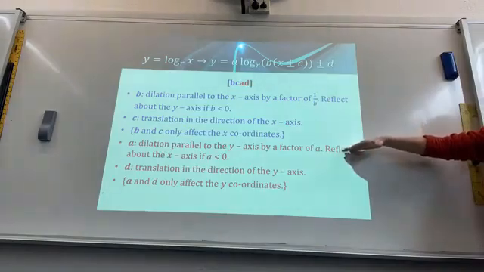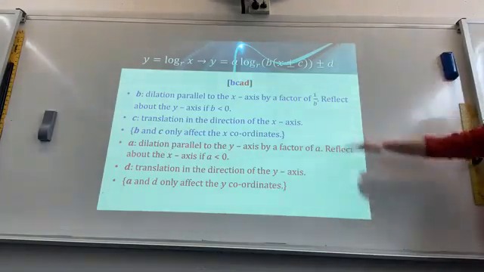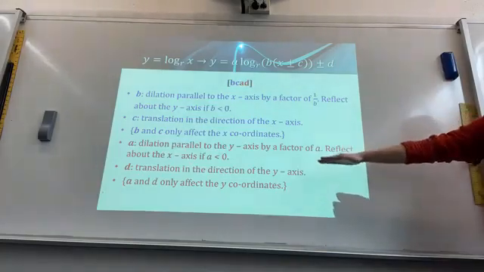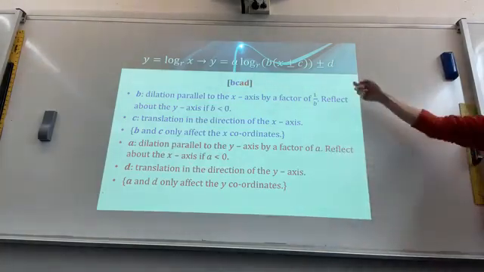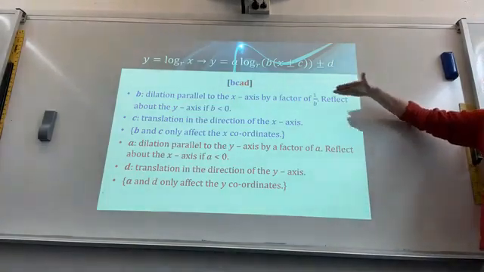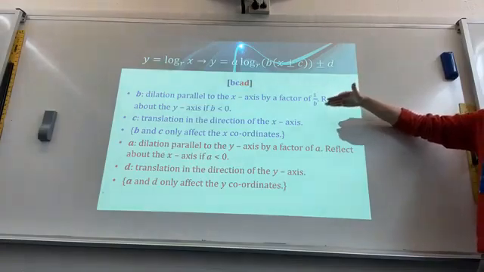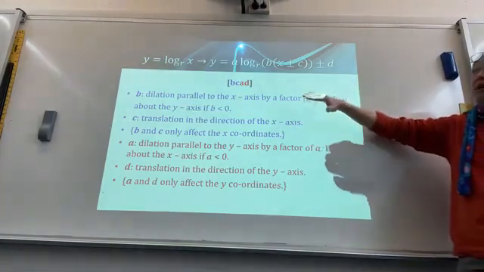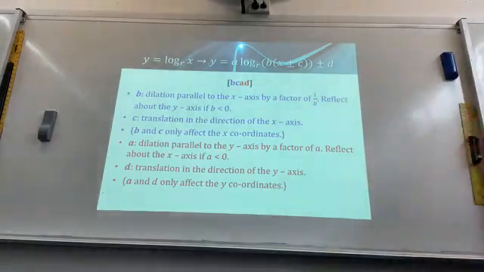a is dilation parallel to the y-axis, up and down, by a factor of a, reflected about the x-axis if a is less than 0, and translate in the direction of the y-axis. So following this, do the dilation and reflection and then translation. It doesn't matter whether you translate or reflect first, as long as you're consistent. That's important. This is all from what you learned last year, basically the same.